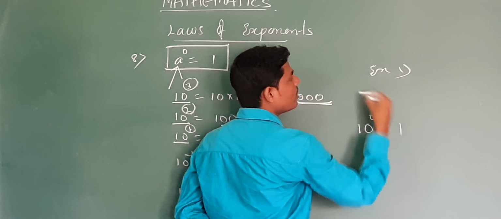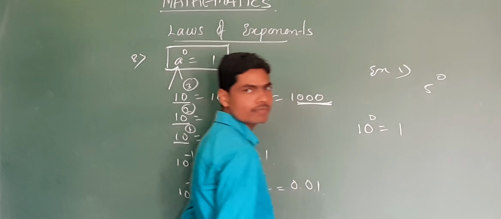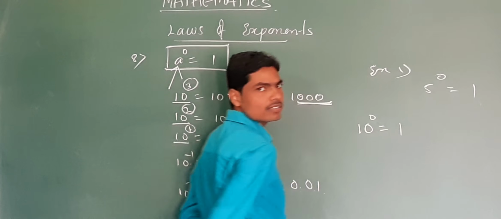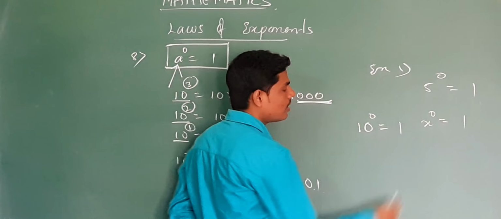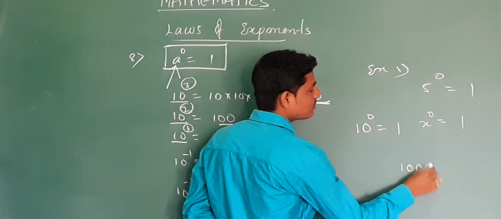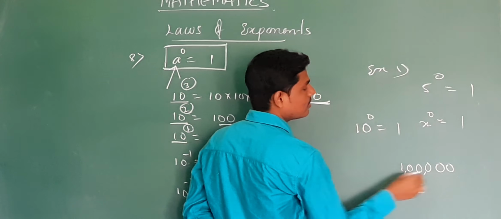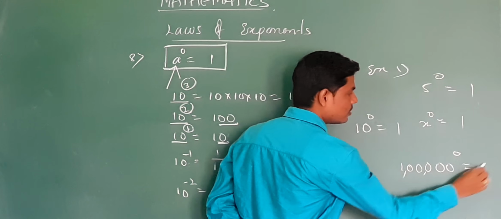Example, 5 to the power of 0 is 1, x to the power of 0 is 1, and 1 lakh power 0 is equal to 1.